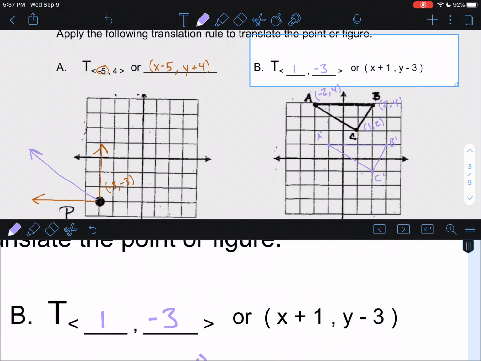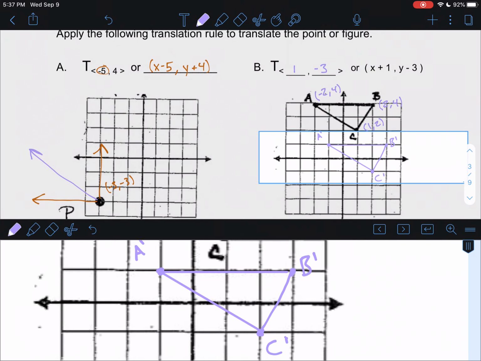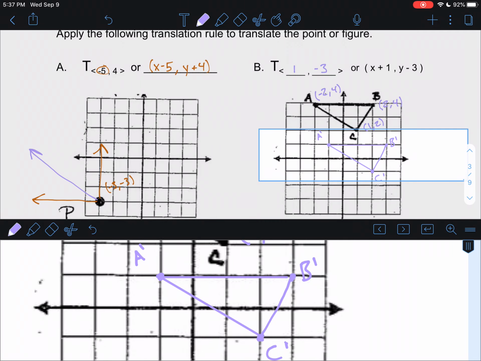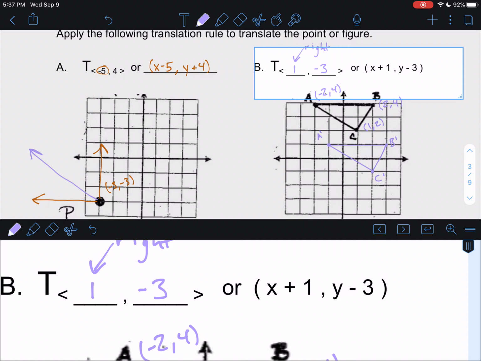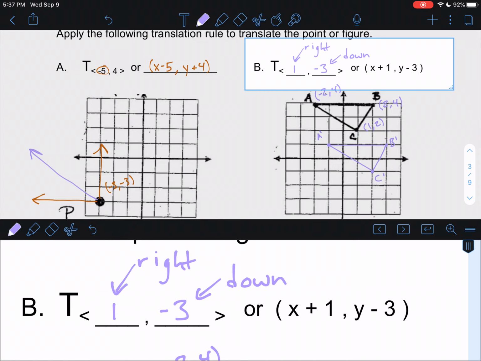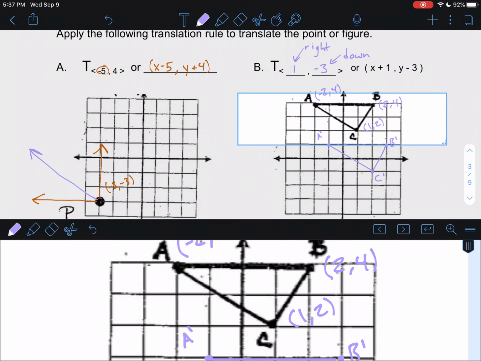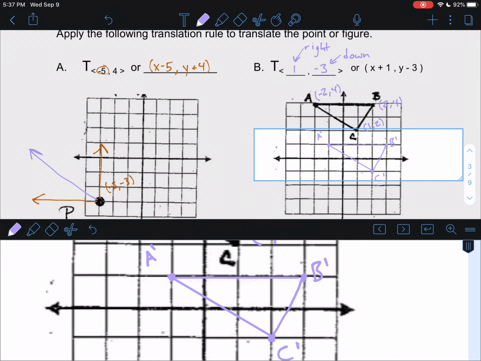And you can see that all we did was take the same triangle and shift it right 1 and down 3, which was told to me by this translation here. So it told me that I was going, I can't draw arrows apparently, right and down. So I went right 1, down 3, and we can see that the original triangle, the pre-image, was mapped onto the image, which was right 1 and down 3.